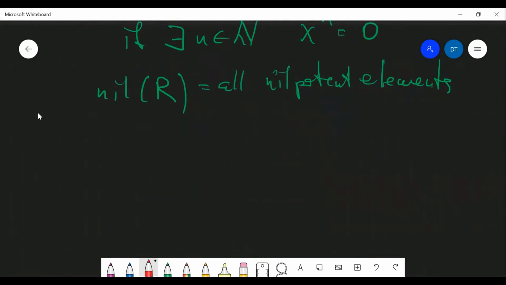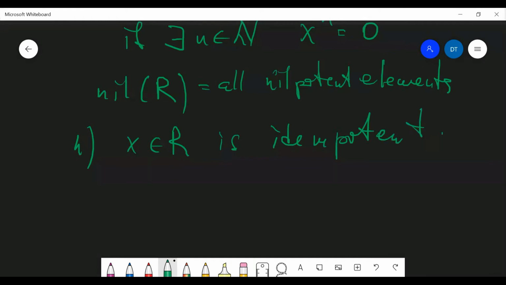And the last but not least is the class of idempotents. We will say that x from the ring R is idempotent if x squared equals x, and E(R) is the set of all idempotents.